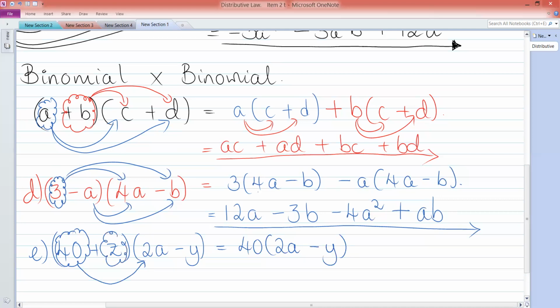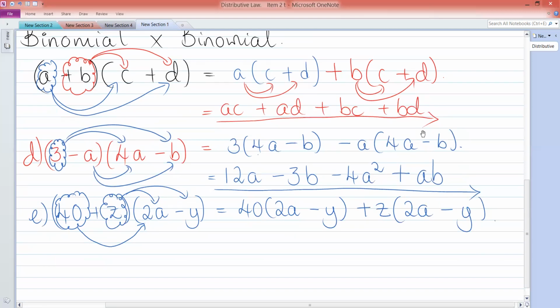Then the second step, we take Z and multiply it into the bracket. So plus Z into your 2A minus Y. Now we're going to multiply each term into a bracket like that.